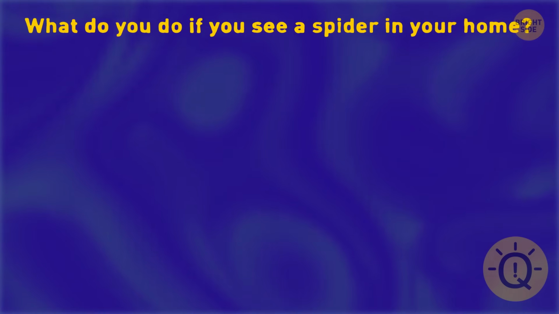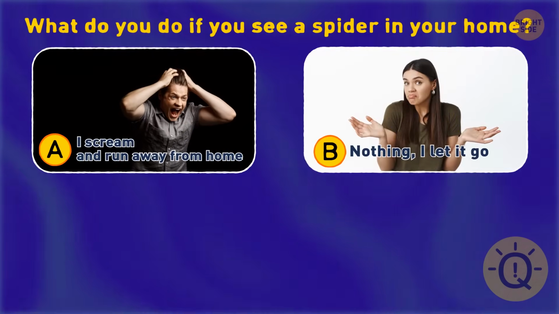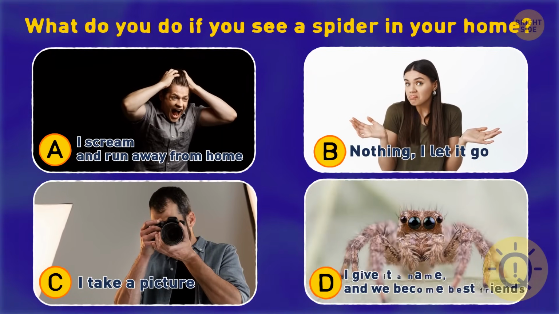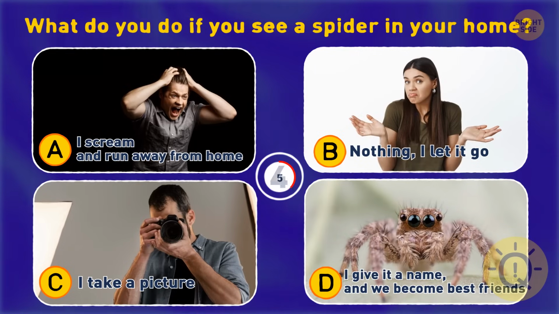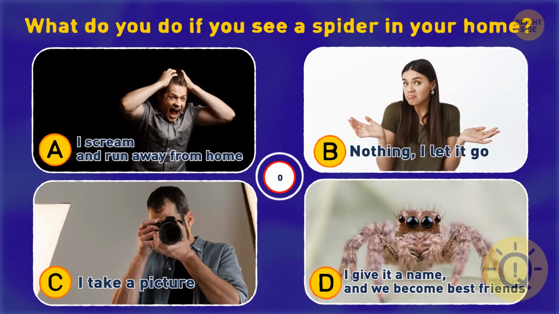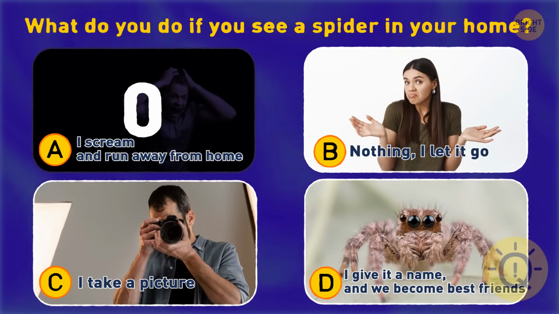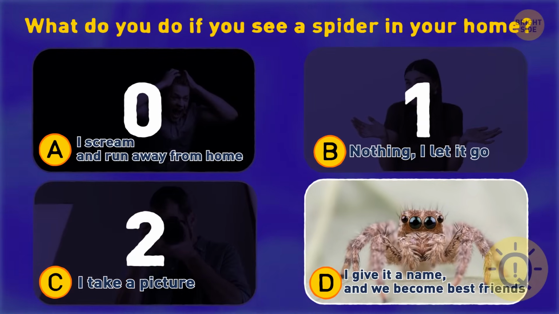What do you do if you see a spider in your home? I scream and run away from home. Nothing, I let it go. I take a picture. I give it a name and we become best friends. Option A adds 0 stars to your score. B brings you 1 point. Answer C is worth 2 points. And D brings you 3 points.